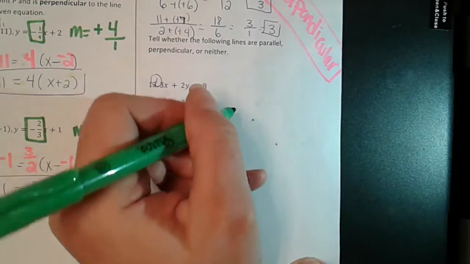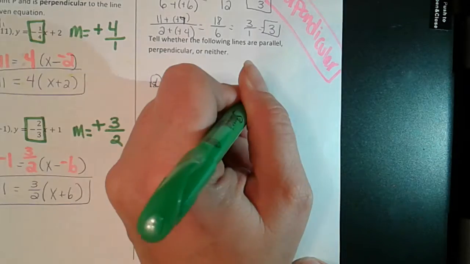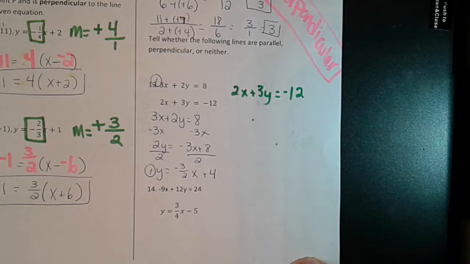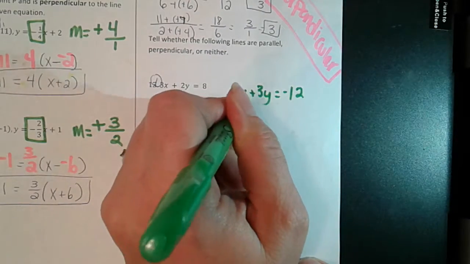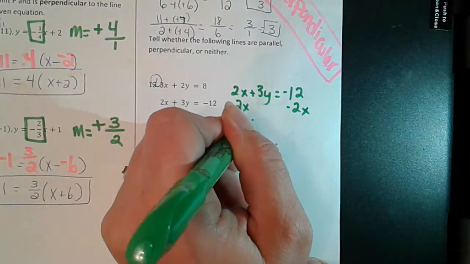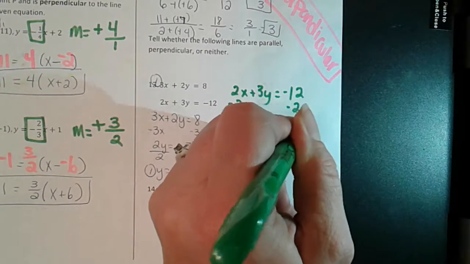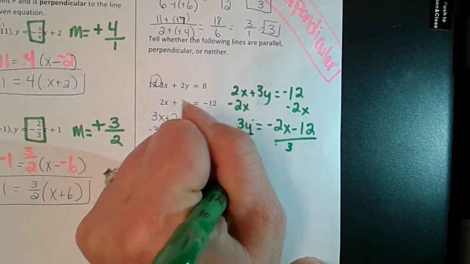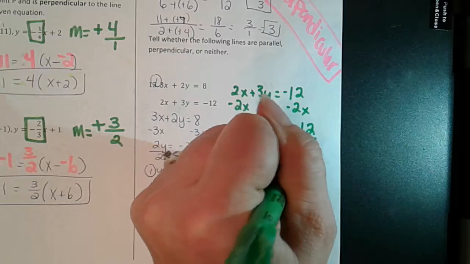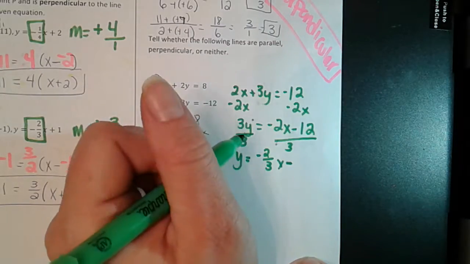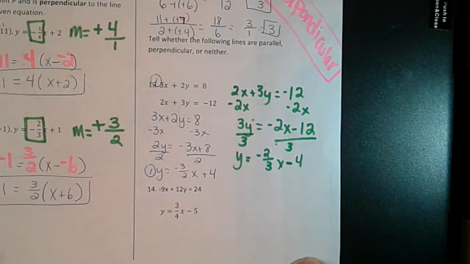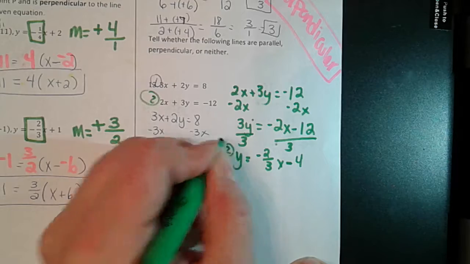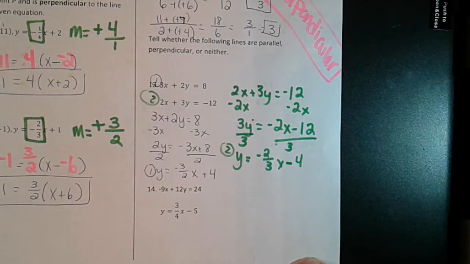Now let's take a look at this one. We have 2x plus 3y equals negative 12. We've got to get y all by itself to get it into slope-intercept form. So we subtract 2x from both sides. We have 3y equals negative 2x minus 12. Divide both sides by 3, and we have y equals negative 2/3 x minus, well, 12 divided by 3 is 4. So this equation is the same as that equation. Now we can compare them.